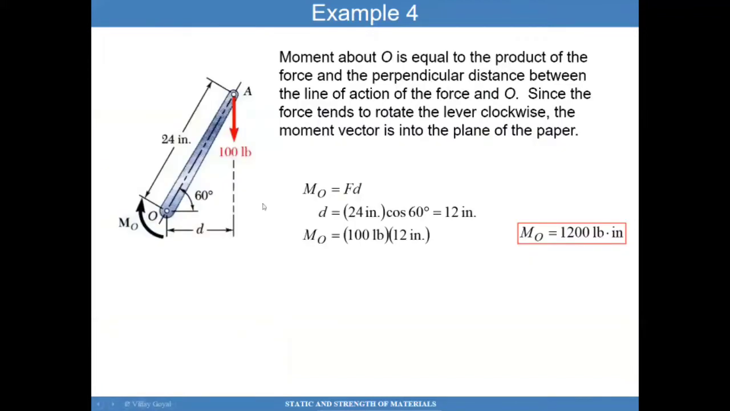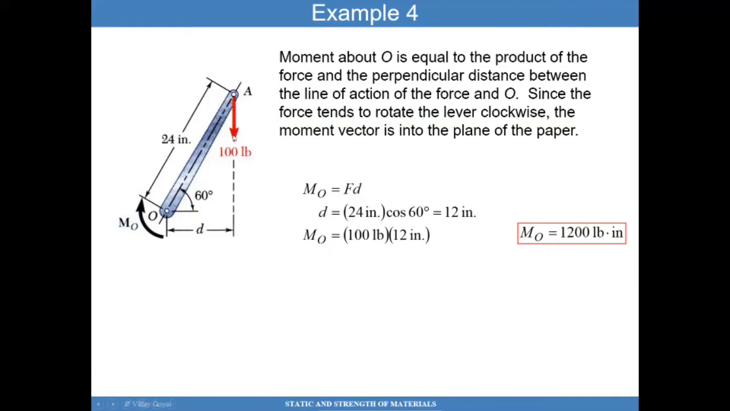Example 4 is very simple. Now that you have the expertise and experience, we can tackle it very quickly. We want to calculate the moment about O for a given force of 100 pounds going downwards. What we can do in this problem is decompose the 100 pounds into a component perpendicular to the AO line and one along the AO line. So we can take this force and decompose it into two components. That's one way of doing it.